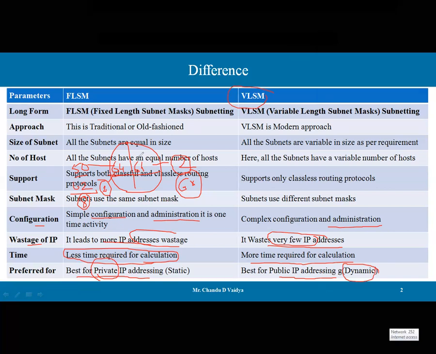So these are the differences, guys, and these differences are going to be very beneficial for understanding FLSM and VLSM. I hope you understood all these concepts.